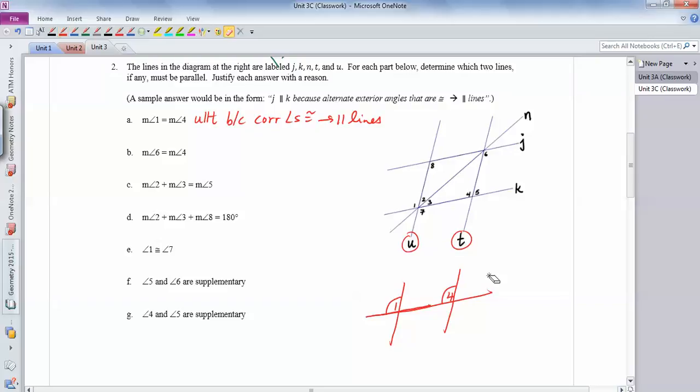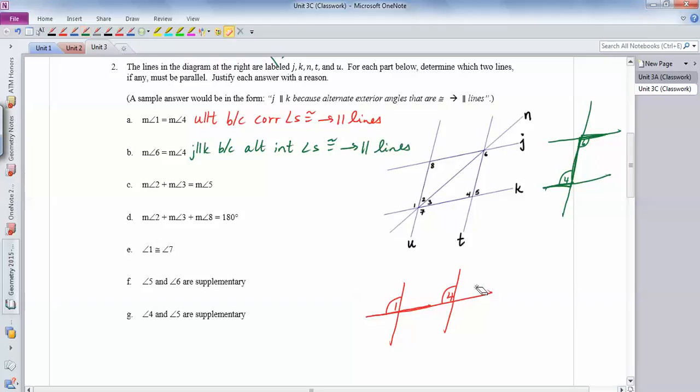Okay? So let's take a look at 6 and 4. If I trace out 6, it uses line T and line J. And if I trace out angle 4, it also uses T and it uses K. And I know that they're equal in measurement. So if I take this and slide it over to the side here, here's 6 and here's 4, and you can see that they're equal to each other, and they form that Z shape. And remember, the Z shape are alternate interior angles. So those lines are J and K. So I can say J is parallel to K because alternate interior angles that are congruent give me parallel lines.